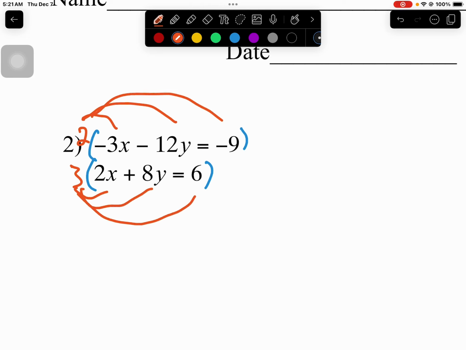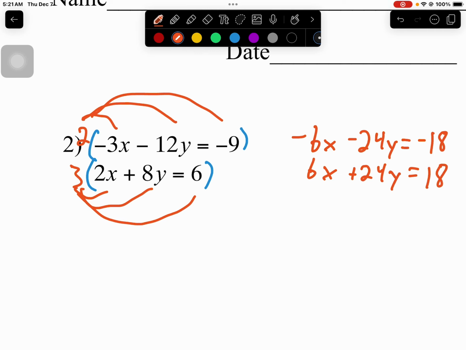But you got 2 times -3, which is -6x. 2 times -12y, which is -24y. And then 2 times -9 is -18. And then the bottom, 3 times 2 is 6x. 3 times 8y is 24y. And then 3 times 6 is 18. Okay?